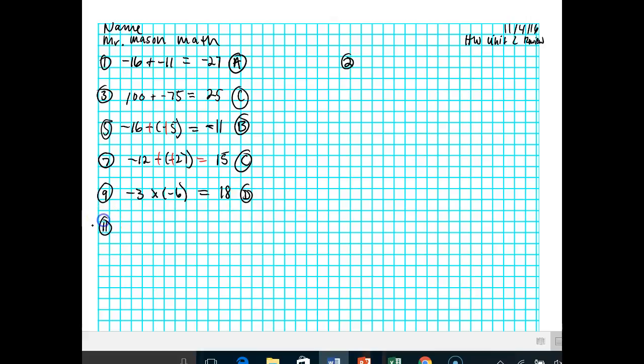Number 11, your problem is 30 over negative 6. That's a DSN, different signs negative, so negative 5 is your answer. And it's C.